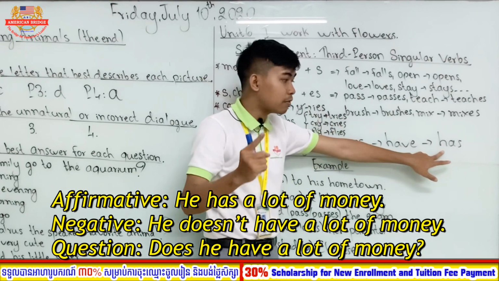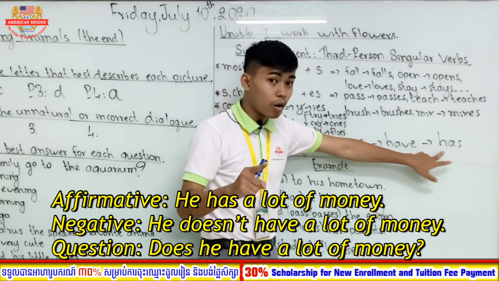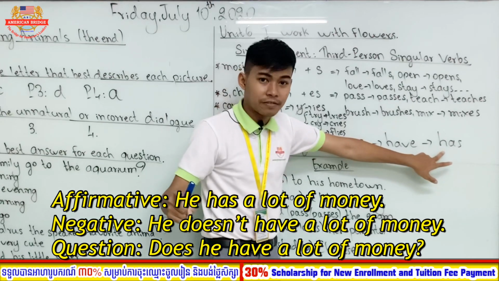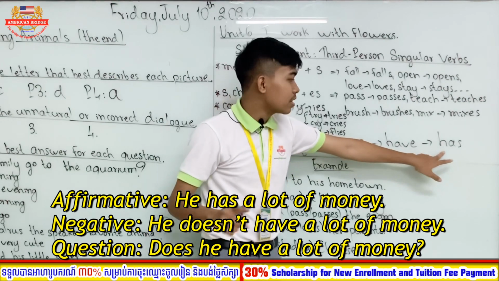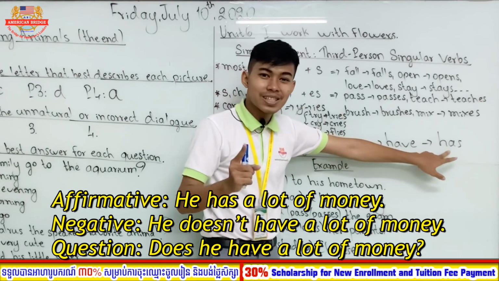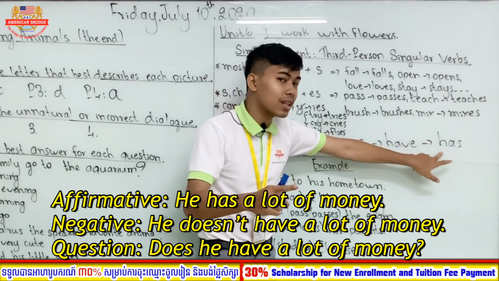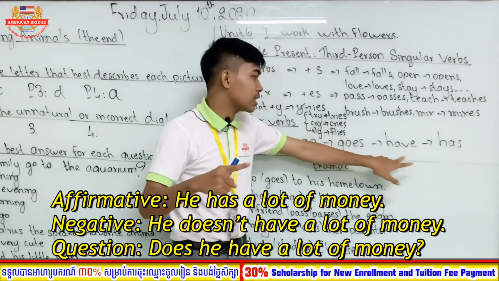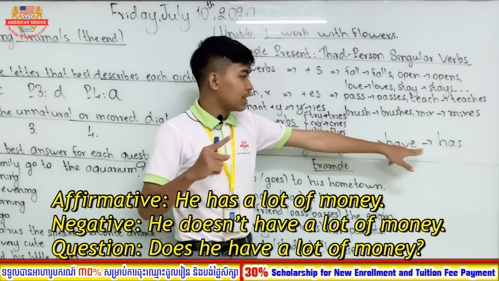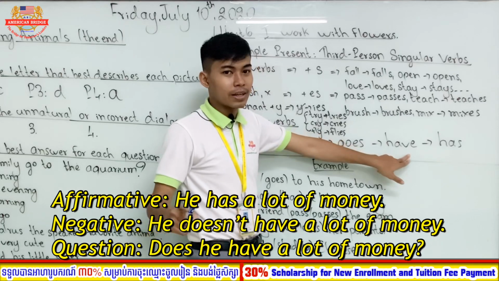But in the negative form, you cannot say he doesn't has. Wrong. You have to say he doesn't have. She doesn't have. So in affirmative, he, she, it, we use with has. But in negative, he, she, it, we have to use with have. He has a lot of money. He doesn't have a lot of money. She has a lot of money. She doesn't have a lot of money.